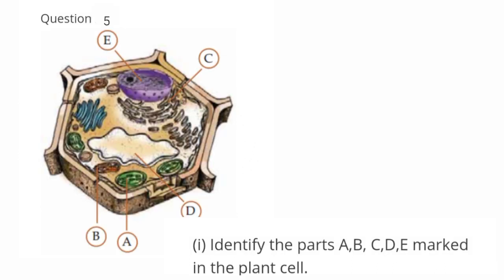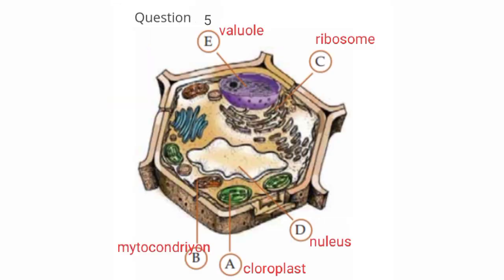Question number 5. Sub-question 1. Identify the parts A, B, C, D, E marked in the plant cell. A. Chloroplast. B. Mitochondrion. C. Ribosome. D. Nucleus. E. Vacuole.